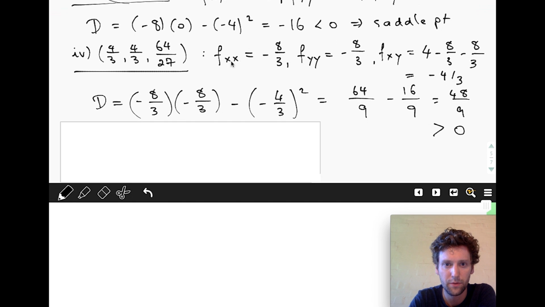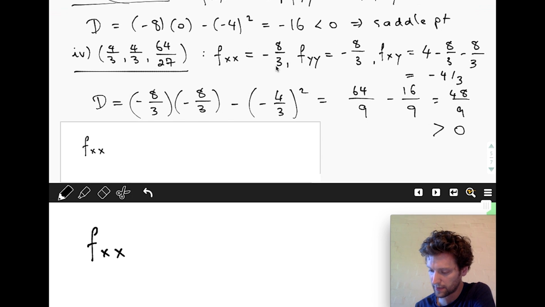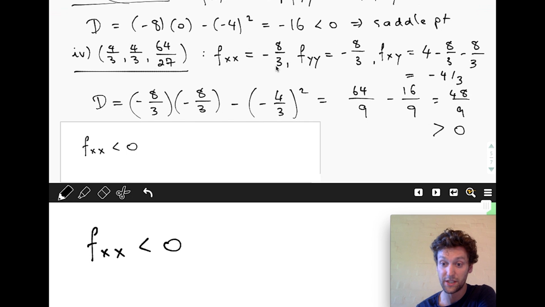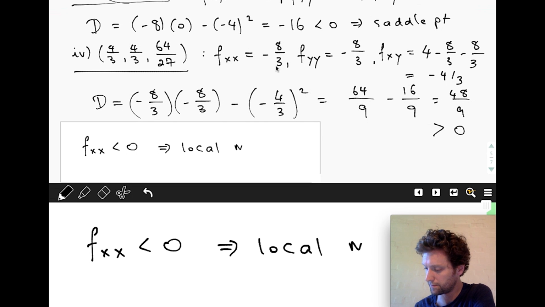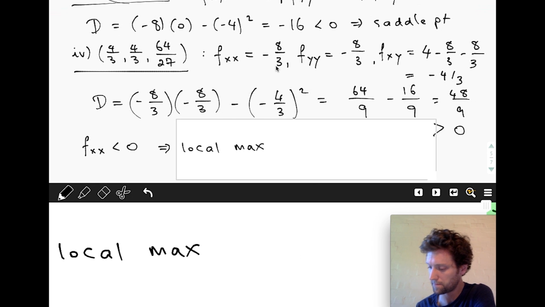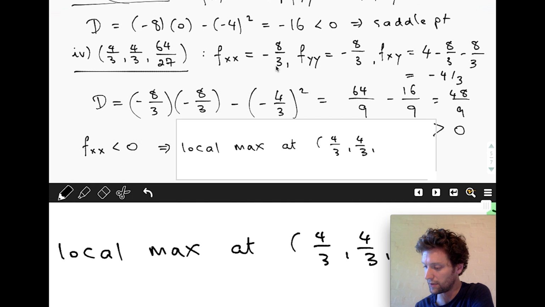So let's look at the second derivative with respect to x. You notice that it's a negative number. So because f_xx is negative, and d is positive, I've got closed contours, this implies that I have a local maximum at x = 4/3, and the value of f at that point is 64 over 27.